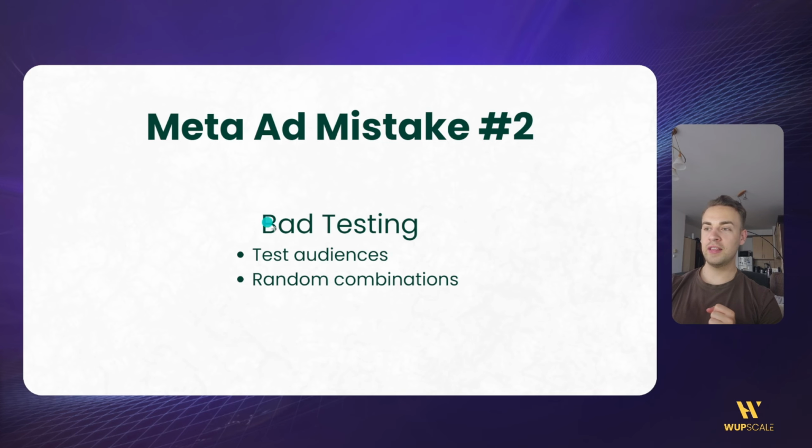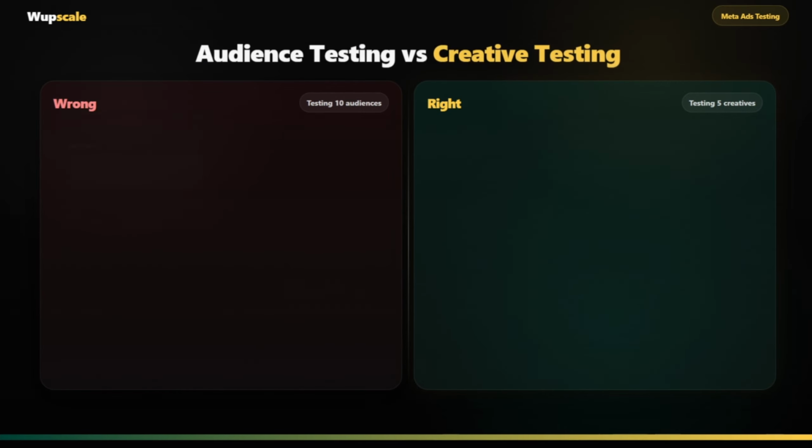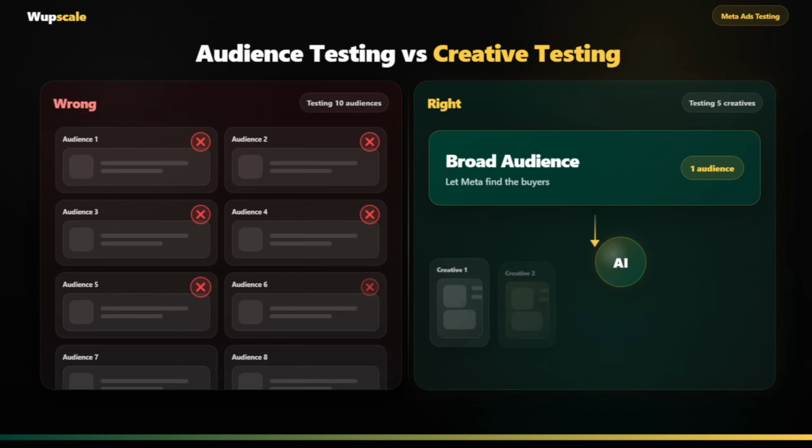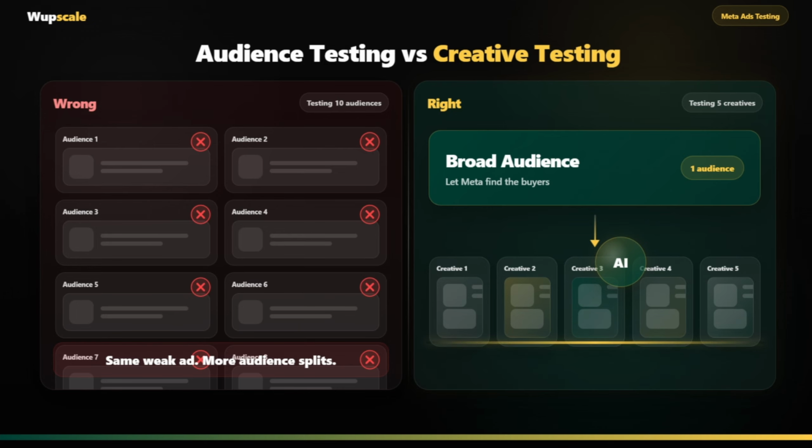The second one is bad testing. So I just mentioned audience testing, but when I test an audience, this is just different locations. Now, if you have a set campaign for audience testing that's only different interests, customer lists, lookalikes, then you're not going to get the best performance, because audience testing doesn't really matter anymore with Meta. What matters is your callouts, your ad copy, your creative side. So do not focus your efforts on testing different audiences or random combinations.